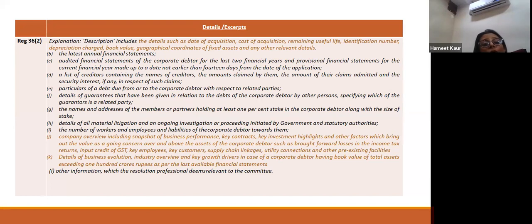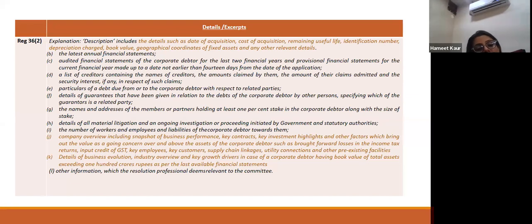Similarly, particulars of debt due from or to the CD with respect to related parties must be mentioned separately. Details of guarantees that have been given in relation to the debts of the CD by other persons, specifying which of the guarantors is a related party, the names and addresses of the members or partners holding at least 1% stake in the CD along with the size of the stake, details of all material litigation and an ongoing investigation or proceeding initiated by government and statutory authorities.